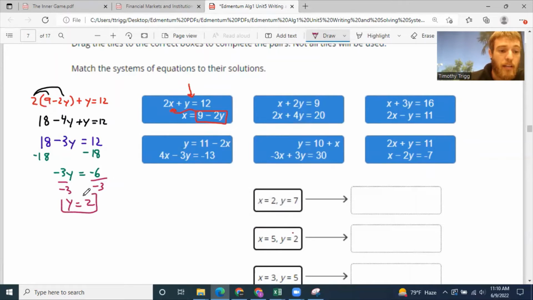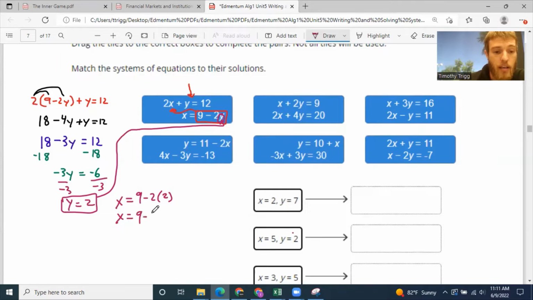What we can do now is plug this value of y into this right here. So this will be 9 minus 2 times 2. So I'm going to go ahead and rewrite that. X equals 9 minus 2 and replace the y with 2. Replacing this y with the value of y, giving us that x equals 9 minus 4, which is 5. Okay, so this one does go right here, because the x value is 5, the y value is 2.